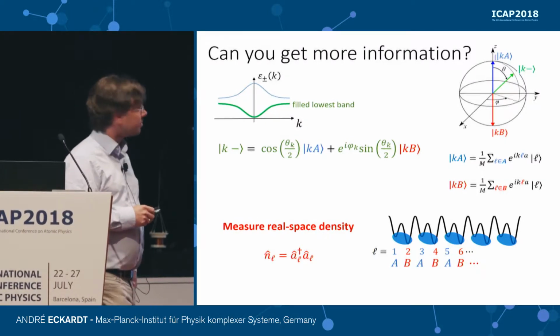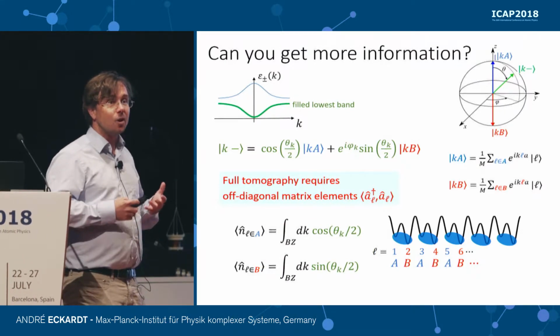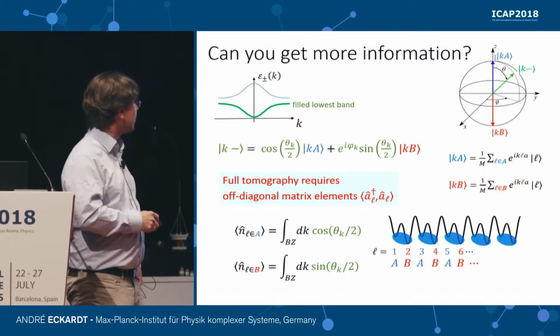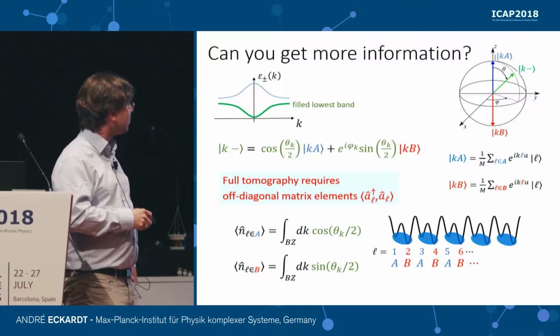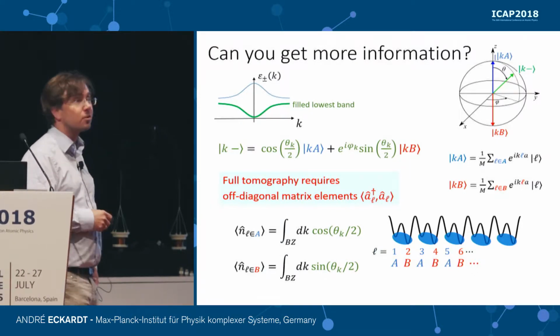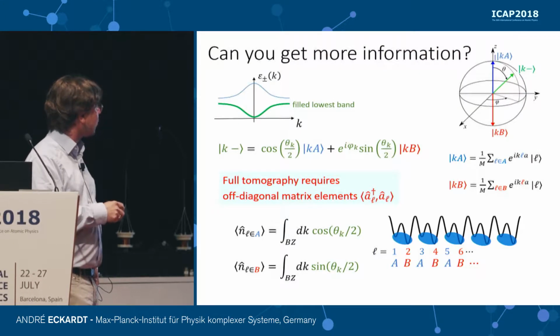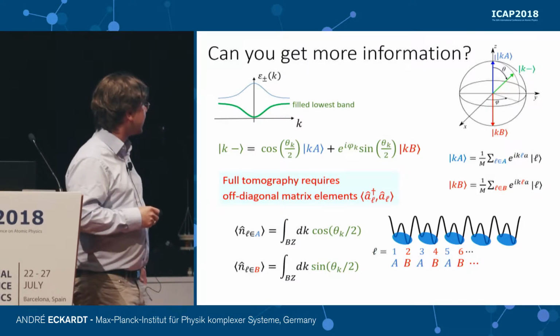Now if you want to measure what state you have, then obviously the density is not enough. The density just gives you information about this theta angle, so the relative occupation of these, but not about the phase between them. And this phase requires knowledge of off-diagonal elements of the single particle density matrix. So how can you get this information?